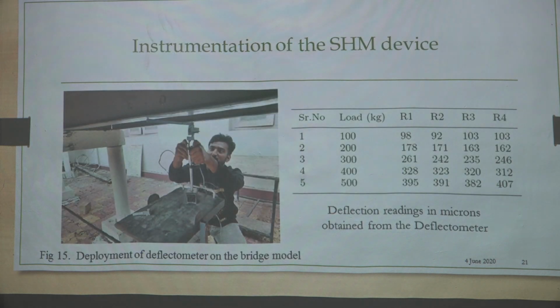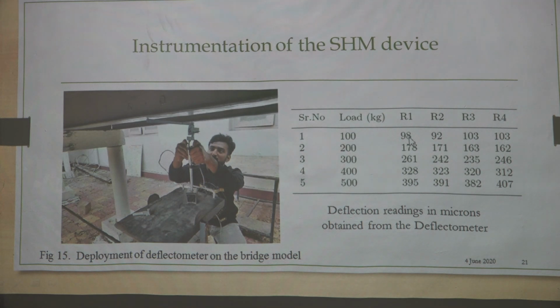This is how we can deploy the deflectometer on the bridge model. This deflectometer has a very good accuracy. This arm we have used to measure the deflection of the central girder. The central girder is going to deflect by some amount and that we can measure. This particular arm has a hinge kind of arrangement at this end, so we can get the correct deflection. We have varied the loads in that tracked vehicle, starting with 100 kilograms up to 500 kilograms, and we have taken 4 arbitrary readings at that central girder.